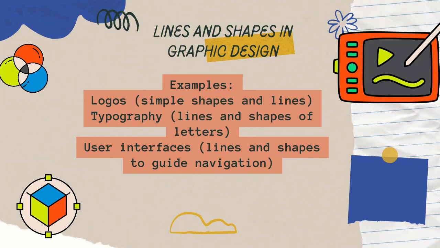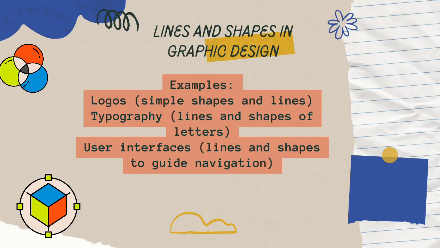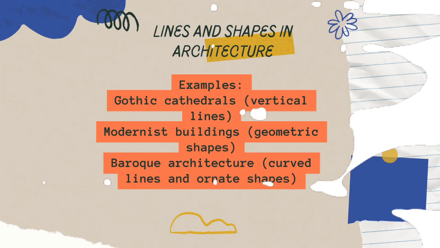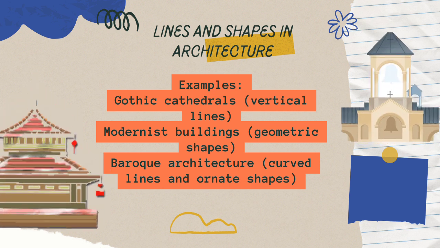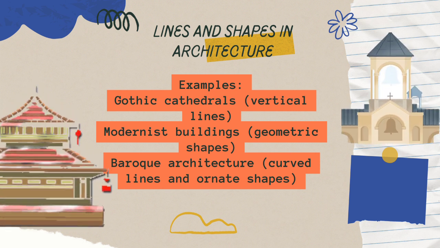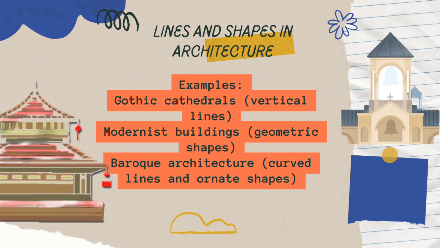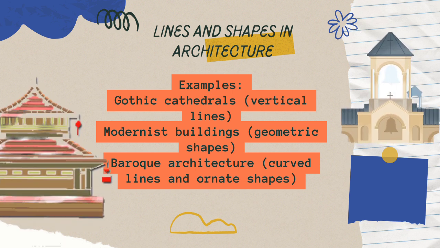Next is the lines and shapes in graphic design. Examples: logos, simple shapes and lines; typography, lines and shapes of letters; user interfaces, lines and shapes to guide navigation. Lastly is lines and shapes in architecture. Examples: Gothic cathedrals, vertical lines; modernist buildings, geometric shapes; Baroque architecture, curved lines and ornate shapes.